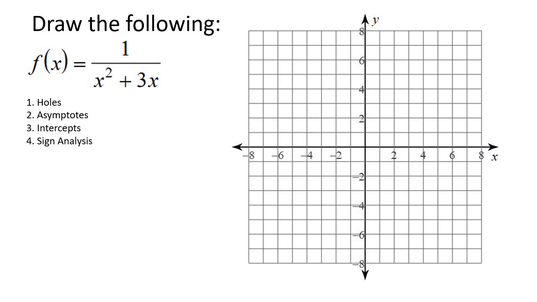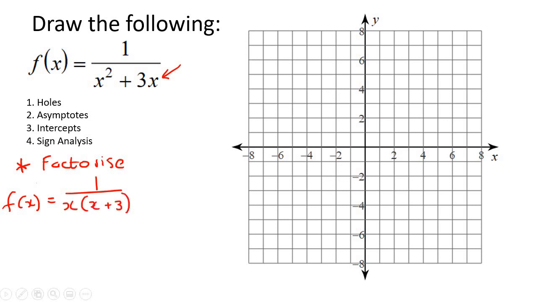Now, we've got categories that we're going to do. But before we start any of this, the rule is we actually want to start by factorizing. Factorize the top and the bottom as much as you can. At the top, we cannot do anything. At the bottom, you could take out an x as a common factor. And so f of x is now going to be equal to 1 over x, and then in brackets, x plus 3. Okay, so we factorized it.